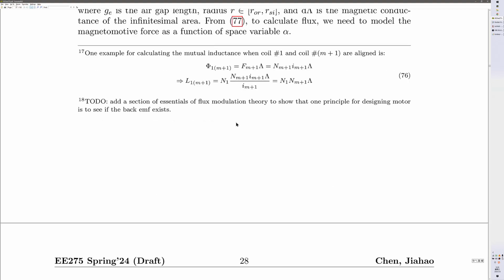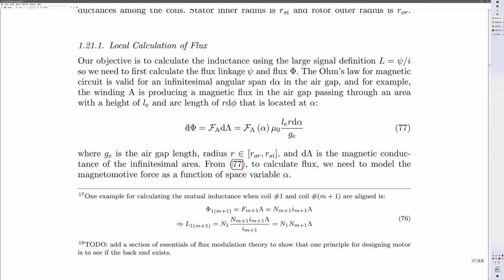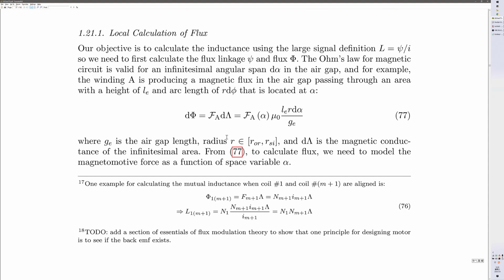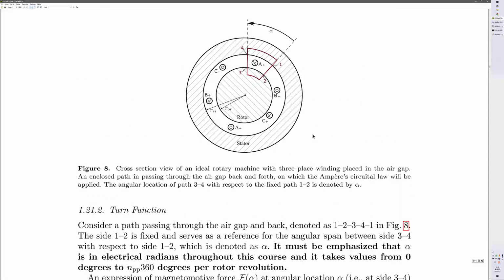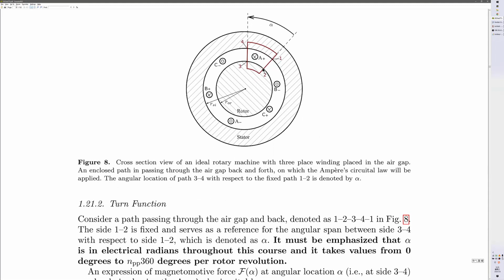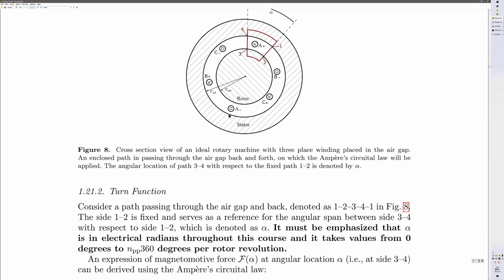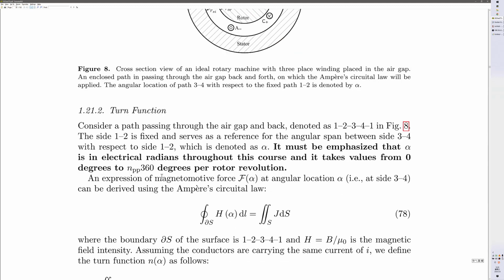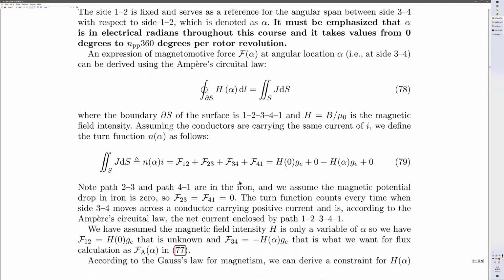We are going to use this result to derive the winding function and inductance of electrical machines. To do that, we first need a model. This is a very simple model. We have stator iron and rotor iron, and we have some coils in the air gap, and we are going to apply Ampere's circuital law here.